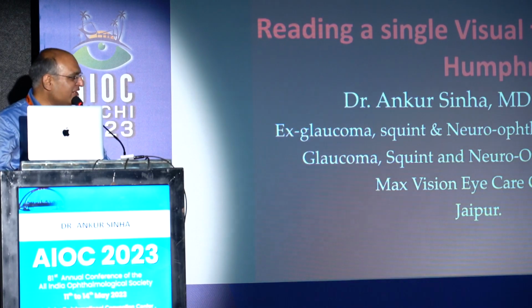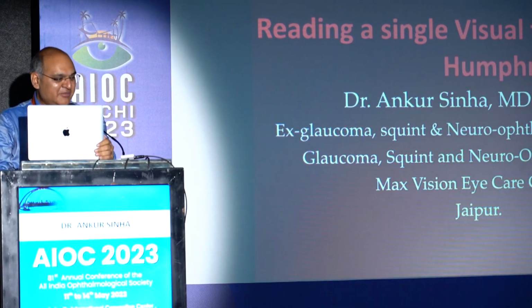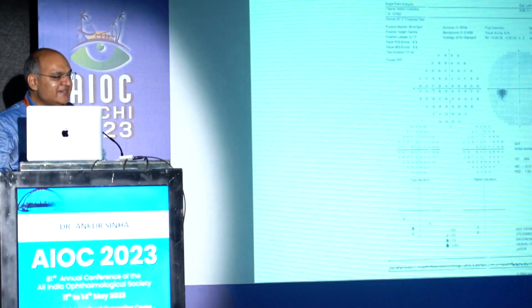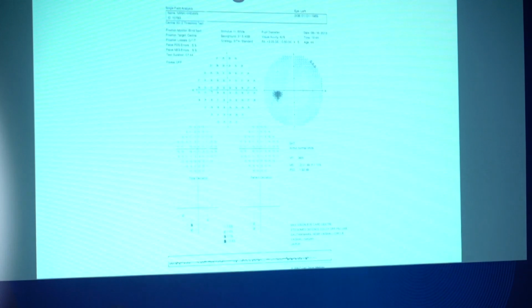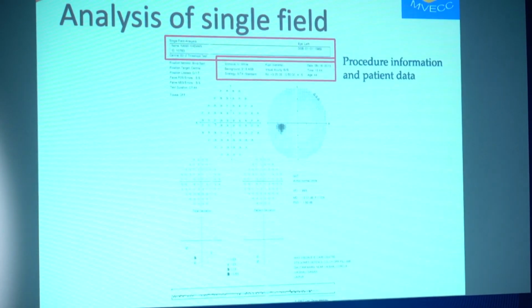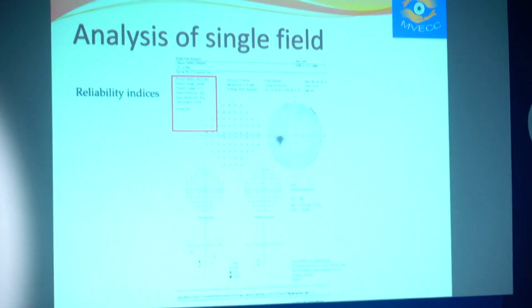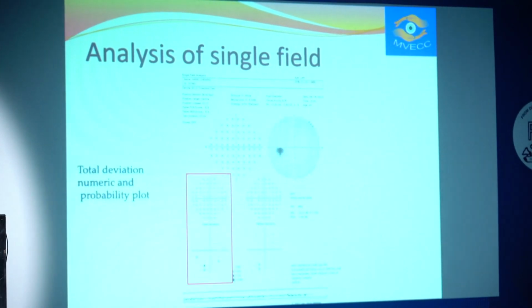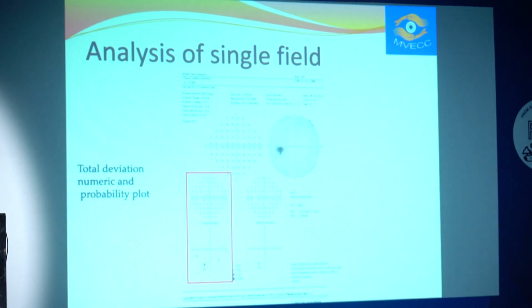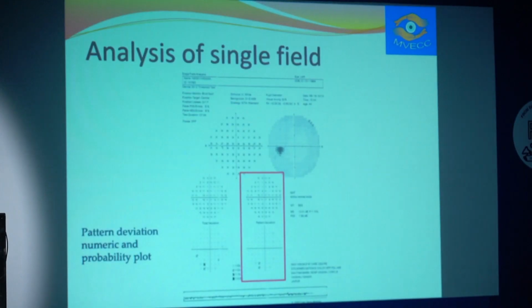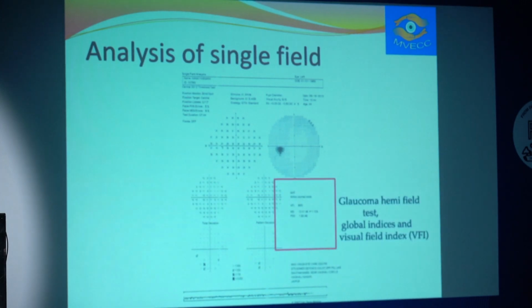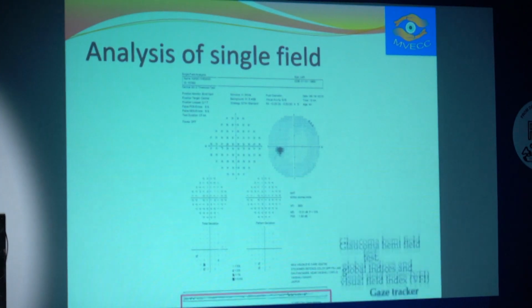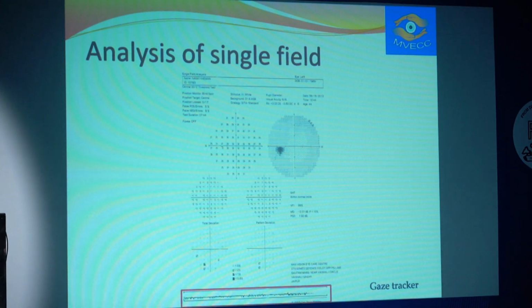So we'll talk in short about the interpretation of visual fields. This is what a single field analysis looks like, and we divide this for the sake of analysis into various parts. The first part is the procedure information and the patient data. The second part is the reliability analysis. Then we have the raw numeric data and the grayscale. Then we have the total deviation, the numeric and the probability plot, the pattern deviation, numeric and the probability plot. We have the GHT and the visual field indices, including the VFI, and then we have the gaze trigger. So first we'll talk about the Humphrey, and then we'll talk in short about the Octopus.